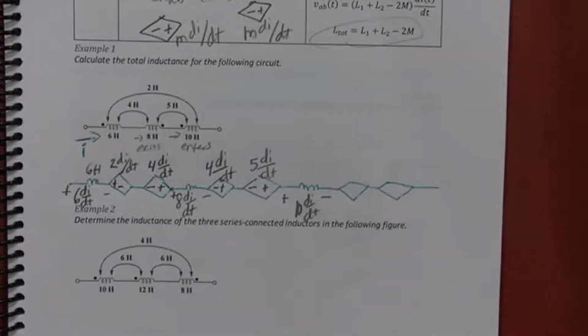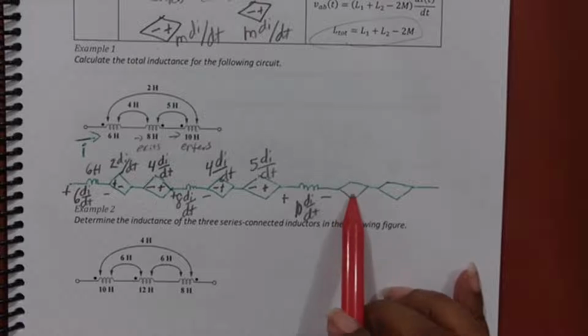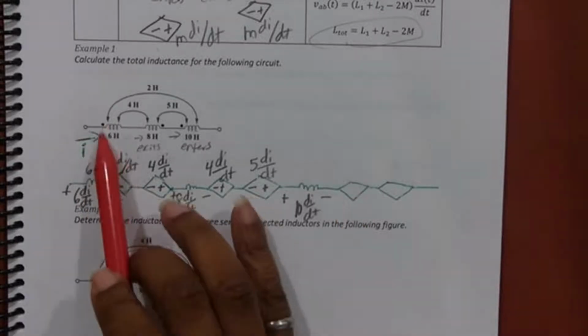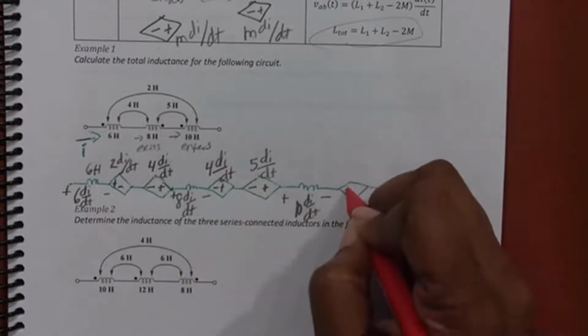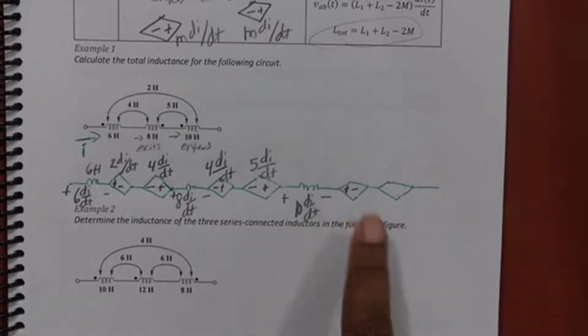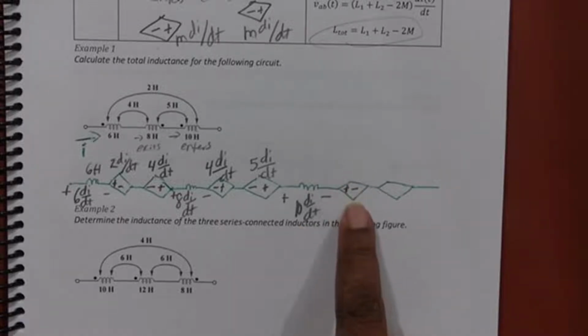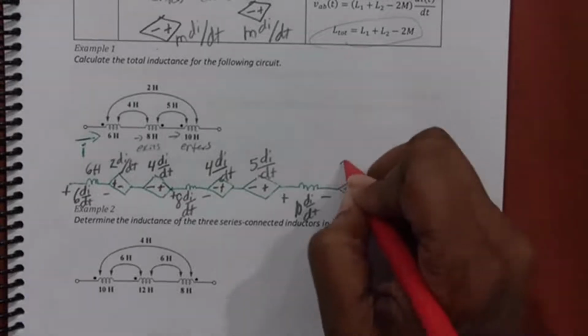Okay. Now we need to do the 10 Henry inductor. This one would be the induced voltage from the 6. Current enters at the dot, so it's positive at the dot here. So that's positive on the left, negative on the right. What's the value? This is induced from the 6 Henry. It's 2 di/dt, that's right.